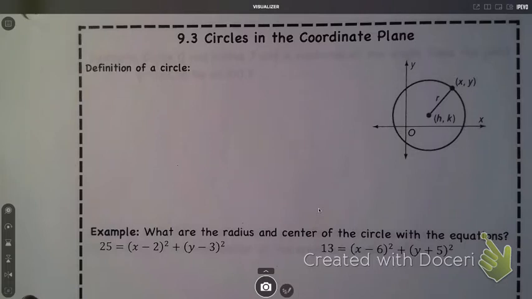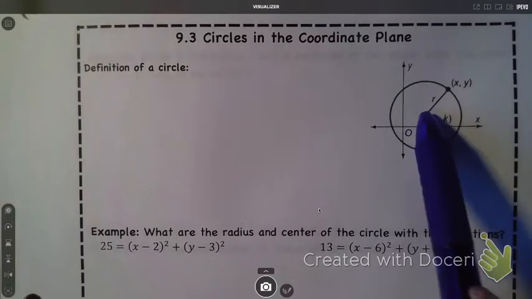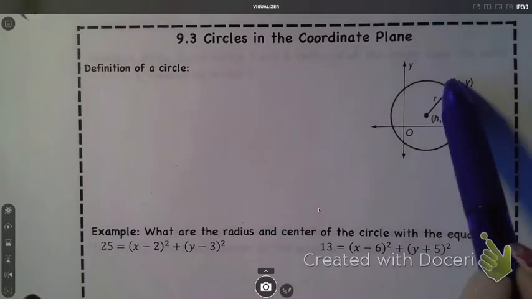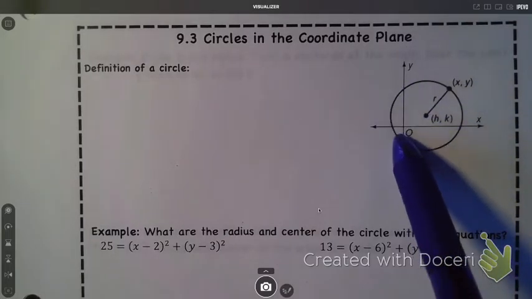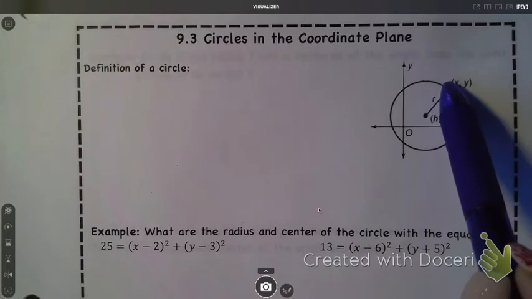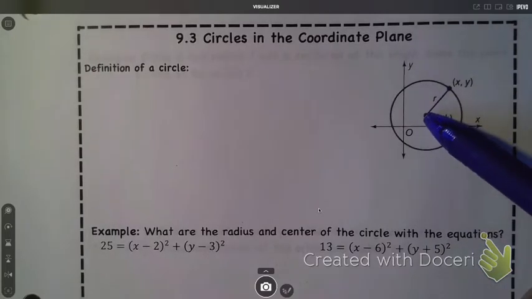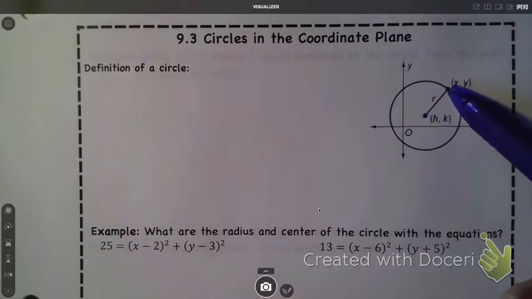Now, the technical definition of a circle is the infinite number of points equidistant from the center. So, this would be the center, correct? And would there be an infinite number of points out here? Yes. Okay, and what would that distance be called? The radius. The radius of a circle, right? That is the distance from the center.